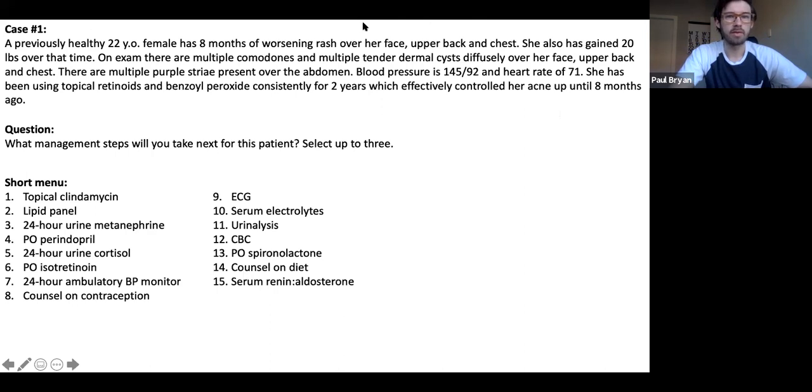So this is a healthy 22-year-old. Sorry, I'm blocked off by all my chats and everything. A healthy 22-year-old female who has a rash over her face, upper back, and chest. She's also got weight gain. There are multiple comedones and multiple tender dermal cysts diffusely over her face, upper back, and chest. There are multiple purple striae present over the abdomen. Blood pressure is elevated. Normal heart rate. She's been using topical retinoids and benzoyl peroxide consistently for 2 years, which effectively controlled her acne up until 8 months ago.